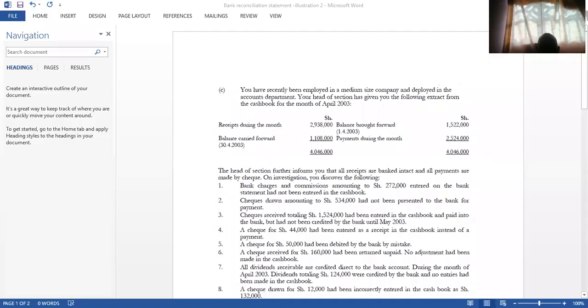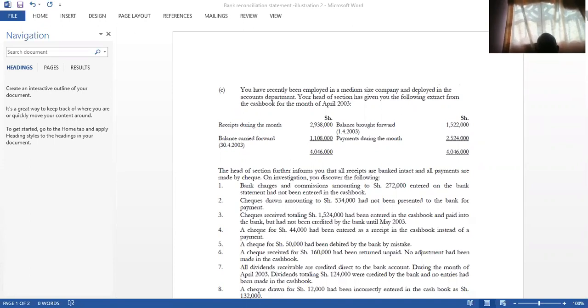Hello class, and welcome to our lesson today on bank reconciliation statement. In our lesson today, we are going to see the second type of question which you can be asked in an examination setting. Therefore, I want you to pay attention as I take you through.